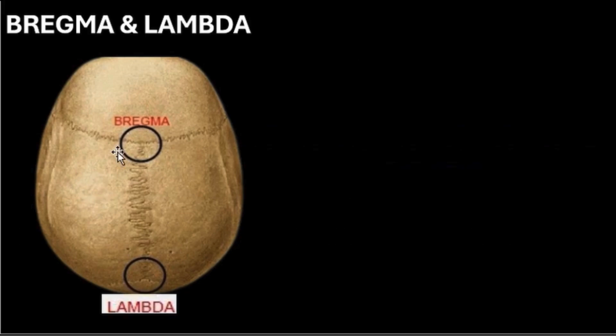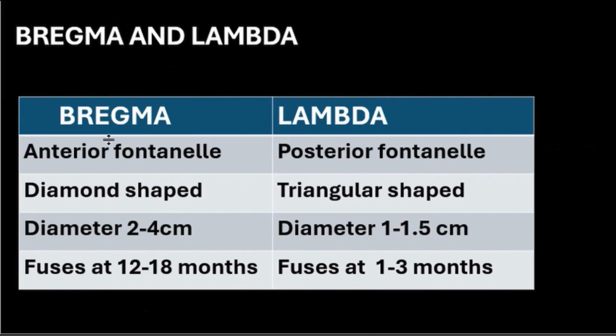Let us see the diagrams. Bregma is the anterior fontanelle and lambda is the posterior fontanelle. Bregma is diamond shaped, diameter 2 to 4 cm, and fuses at 12 to 18 months. Lambda, the posterior fontanelle, is triangular in shape, diameter 1 to 1.5 cm, and fuses at 1 to 3 months. So, these are all points you have to remember for many multiple choice questions which are frequently asked in your exams.